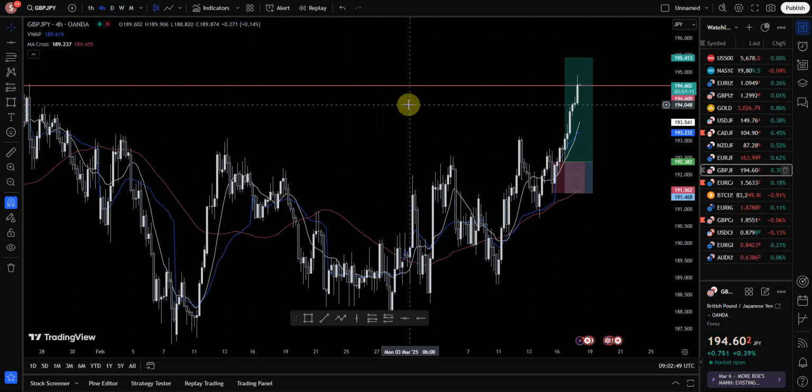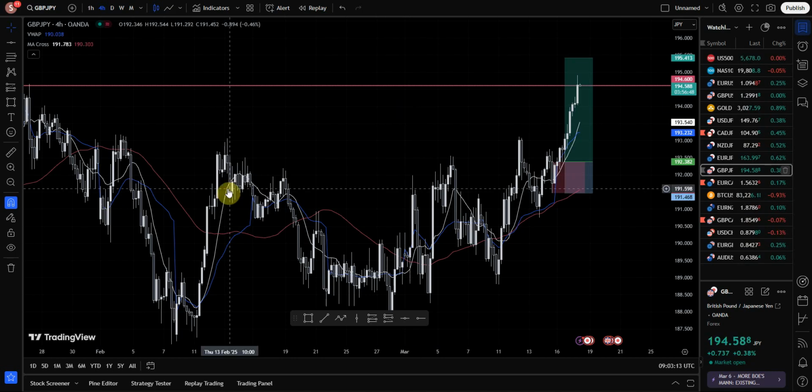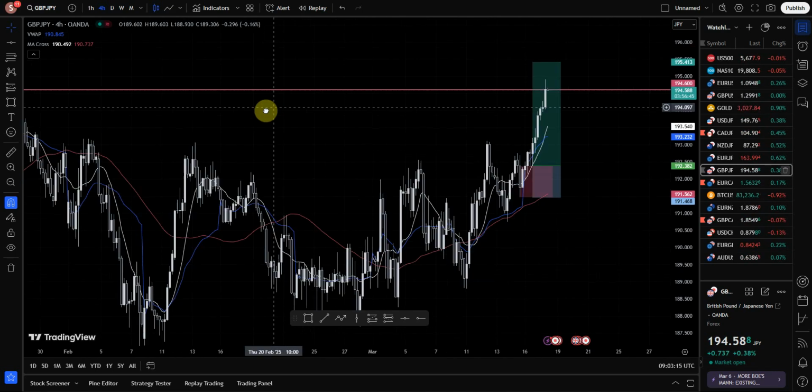Okay, so basically, this is the strategy. It's something I developed from combining one or two indicators and my prior knowledge of price action. The first indicator is actually a trend following strategy.